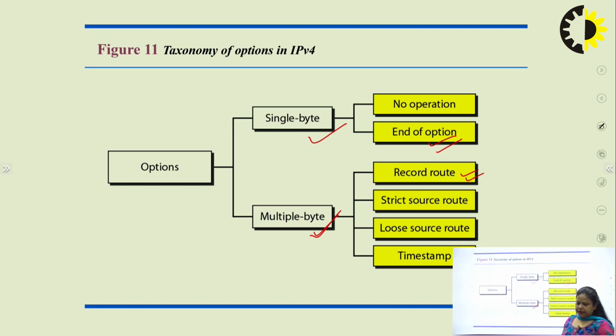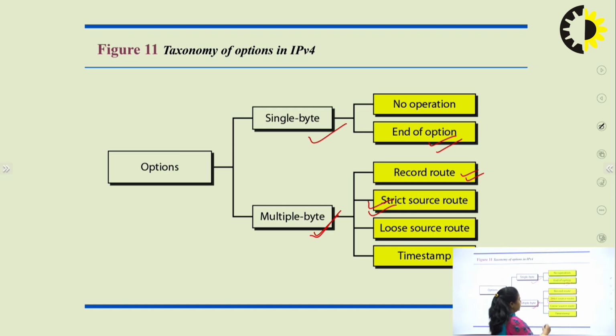Now I am talking about the multiple bytes. The first is called record route. Basically this is used for recording the internet routers, so that we know how they handle the datagrams. Okay? In this case we are using it for debugging and management purposes. Second, we have strict source route. In strict source route, the predetermined route is specified by the source node, and we have to travel through the internet along that particular route.